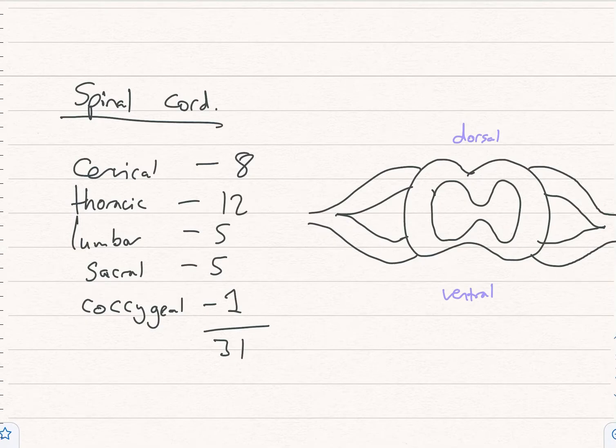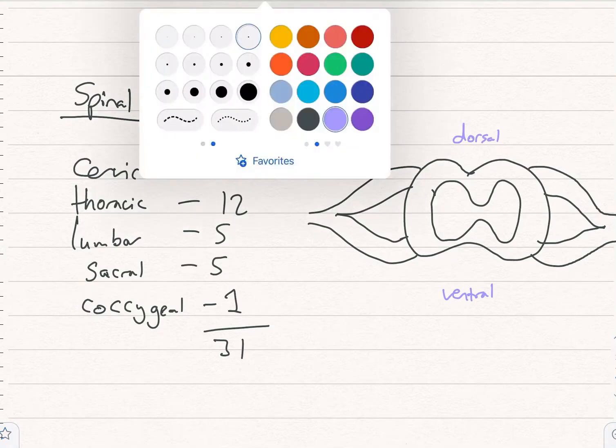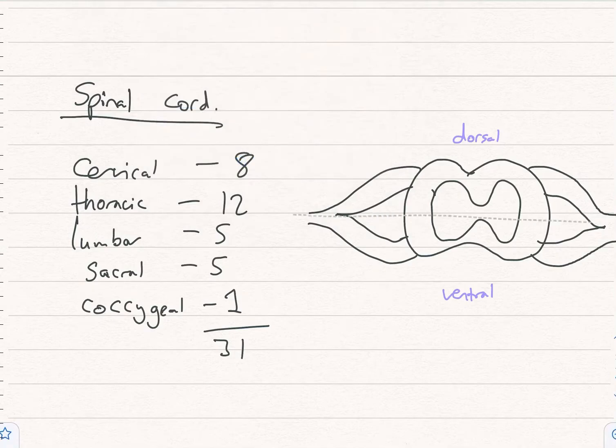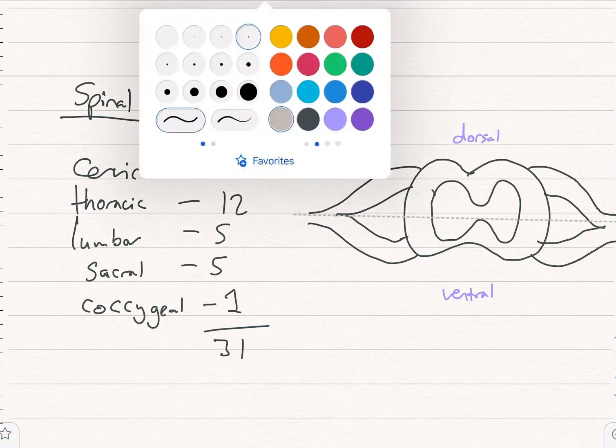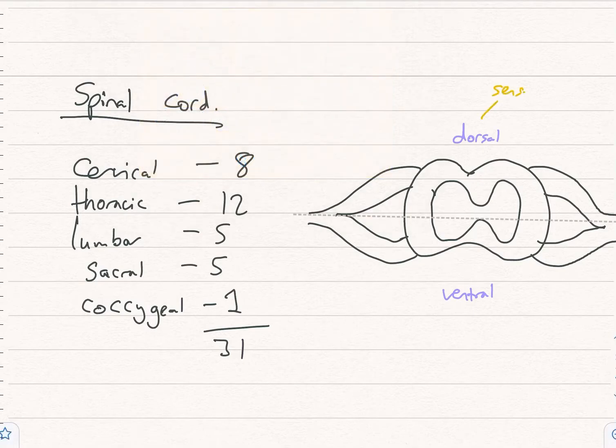So you're no longer feeling the heat. So we can kind of very roughly divide this up: dorsal is sensory, ventral is motor. So it's going to have alpha motor neurons and stuff. What you'll have as well is these kind of bits.